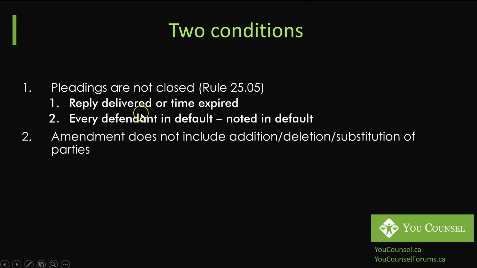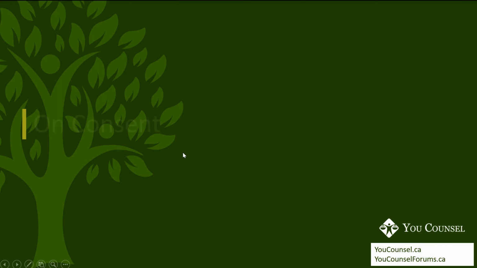So as long as the pleadings are not closed, you can go ahead and amend your pleadings. You do not require anyone's permission. Prior to the close of pleadings, you can simply amend your pleadings, go to the court office, and have the registrar issue you the amendment. Now, the second condition is that the amendment you are seeking prior to the close of pleadings does not include addition, deletion, or substitution of parties. So if it's an amendment that does not include addition, deletion, or substitution of parties, and pleadings are not closed, you can go ahead and amend those pleadings without permission of anyone.